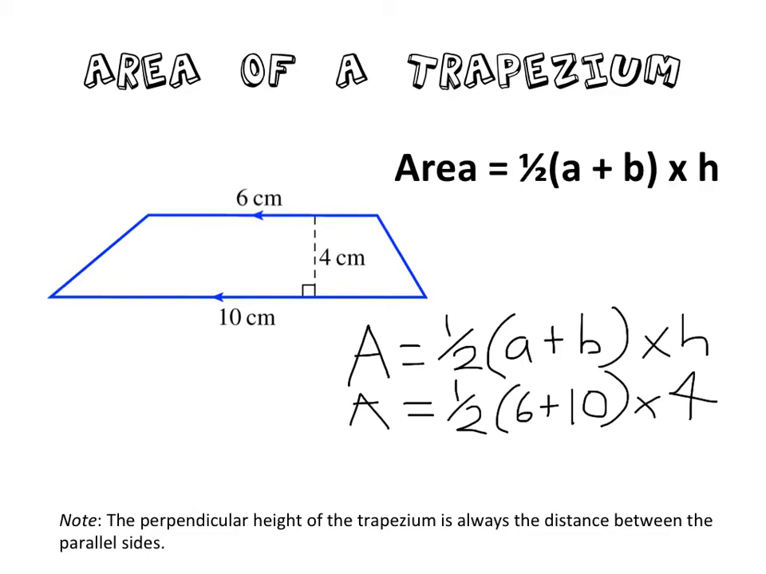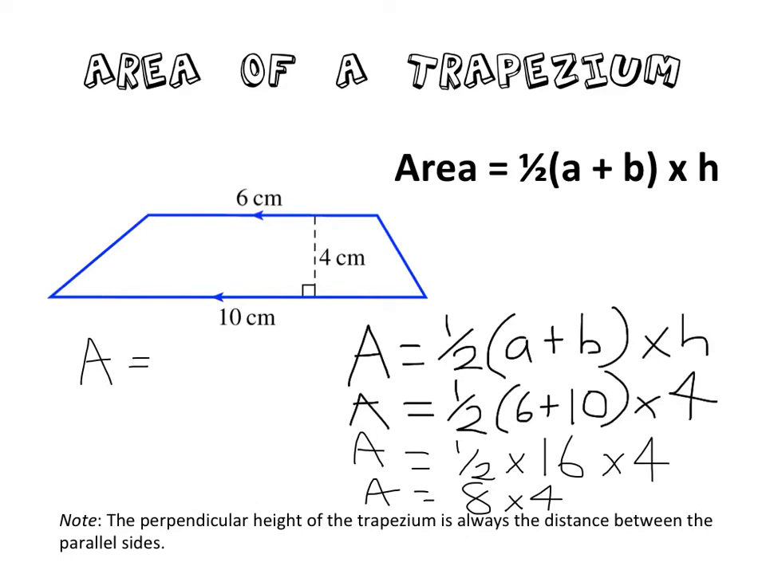Okay, so I simply go here, area equals half multiplied by, what's 6 plus 10? 6 plus 10 is 16 multiplied by 4. Okay, then I can take half, I'll do that one first. Half of 16 is 8 multiplied by 4. 8 multiplied by 4, 8 fours are 32. Now I check and see what my measurements are in. They are all in centimetres and it's area, so it becomes centimetres squared.